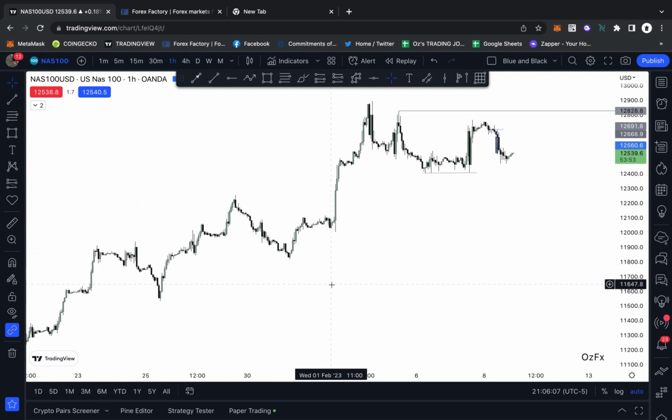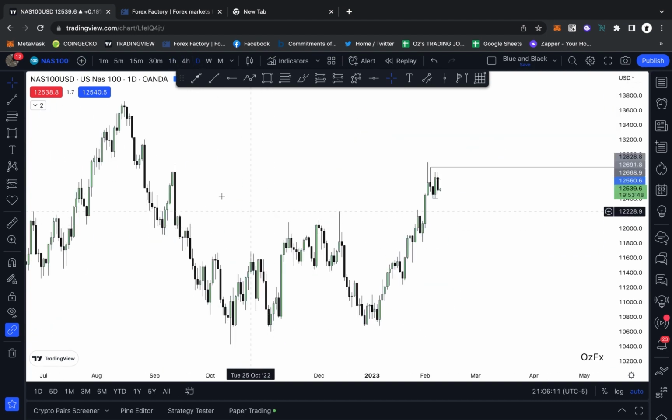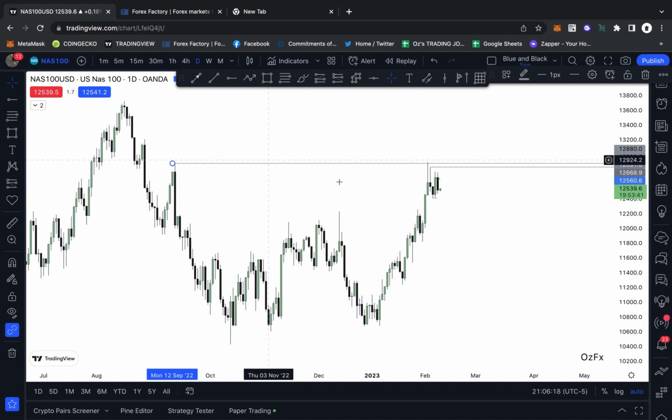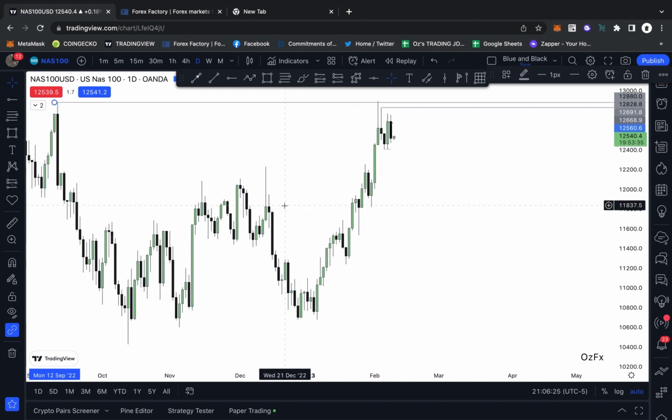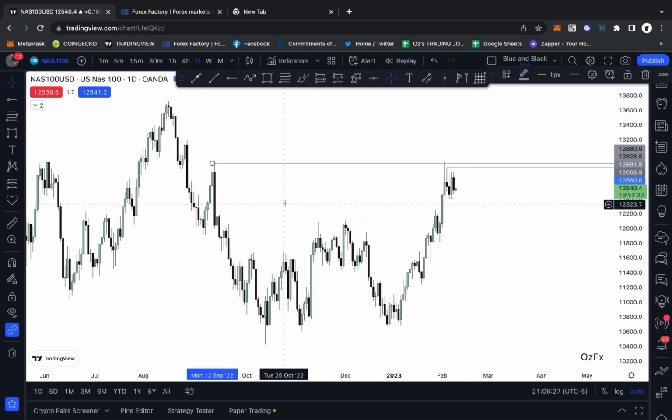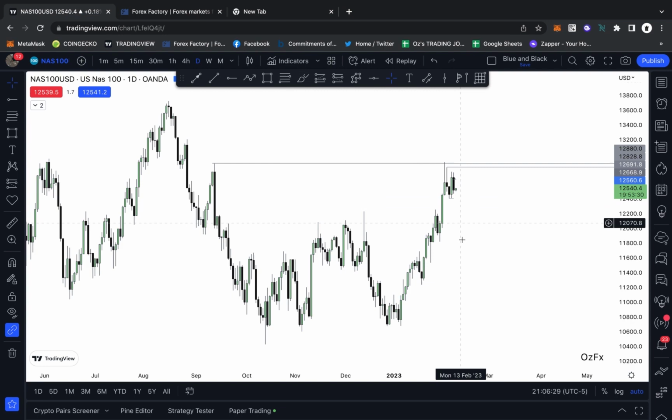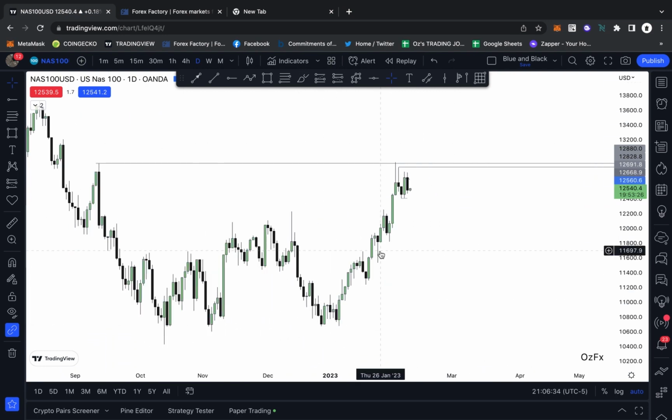So we got NAS here, and this is on the 1 hour. Let's actually go out to the daily just to show. So we've come up here and we hit this high here and we started to reject. We haven't shown any signs of wanting to pull through it as of right now. I'm not saying that we're not going to. We very well could. I'm not sure yet. We could also come back down here before going back up. There's a ton of liquidity chilling down here, so we will see.